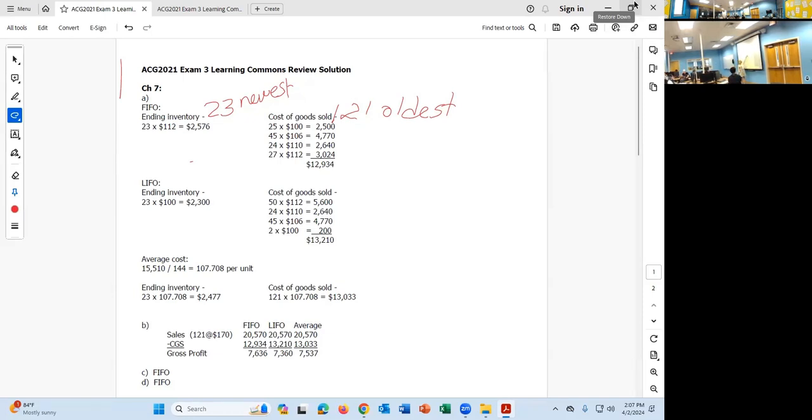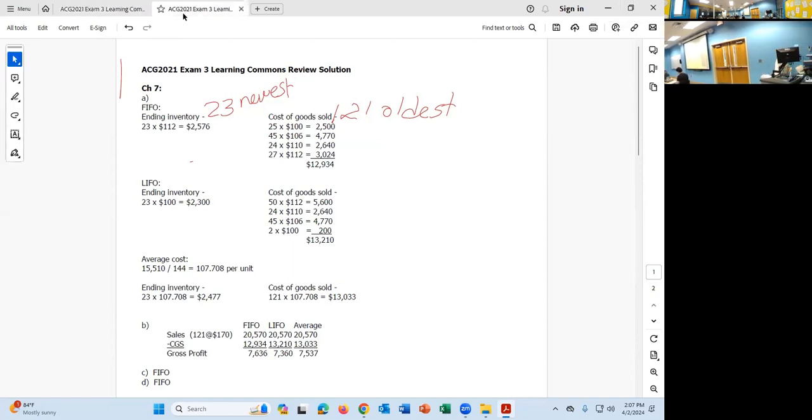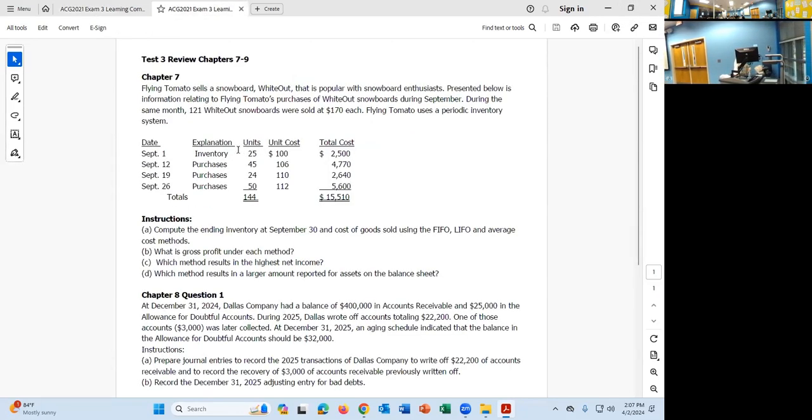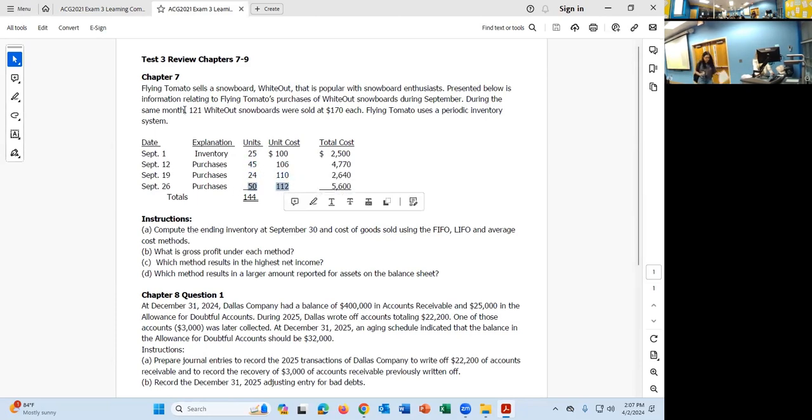Okay. That means we start with our oldest inventory layer. So if you look at what I gave you, the oldest items in inventory are these 25 units that cost $100 a piece. The next oldest are the 45 at $106. We keep moving down through those inventory layers until we get to 121 items.